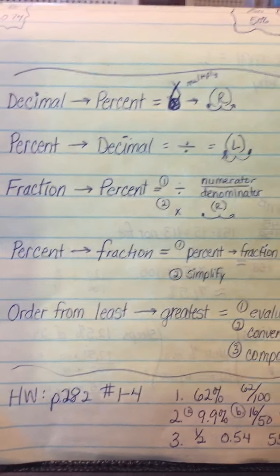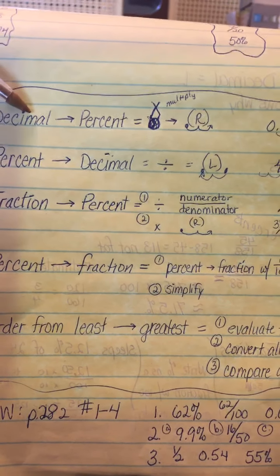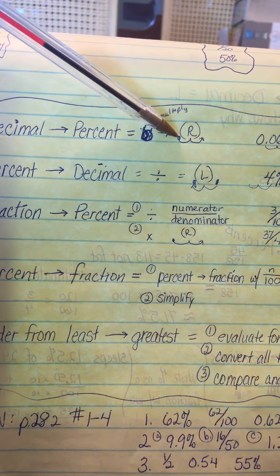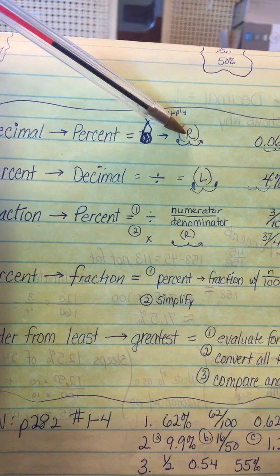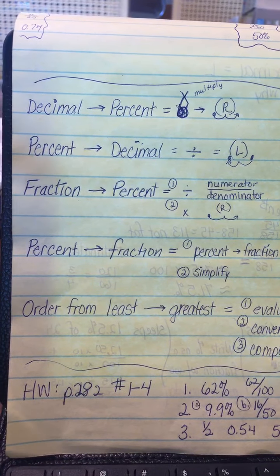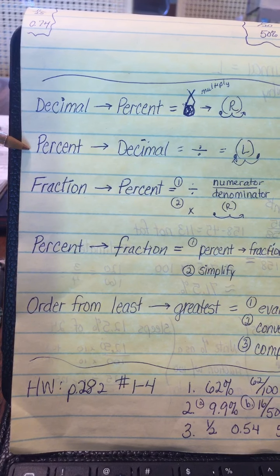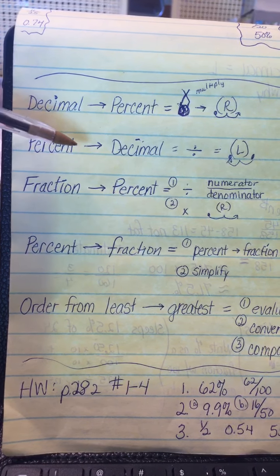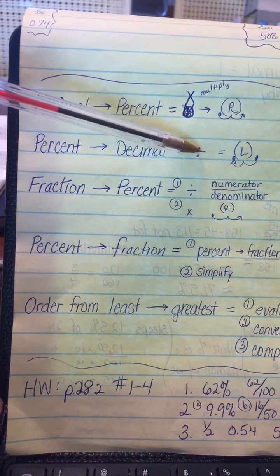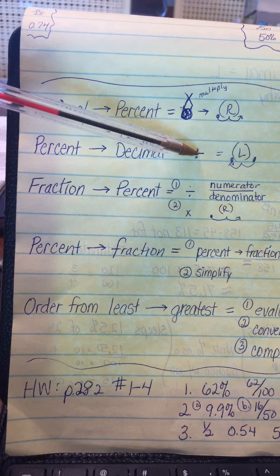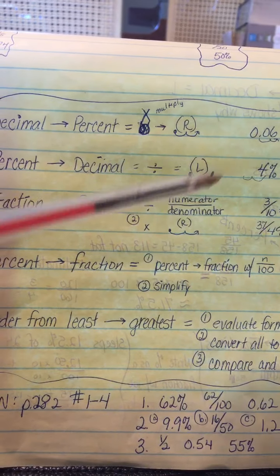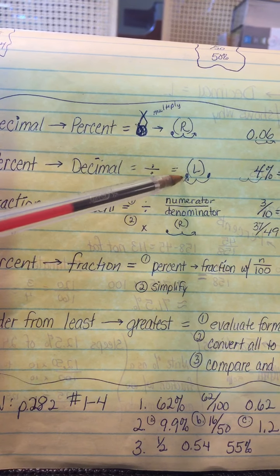Now the first step is, if you're changing it from a decimal to a percent, you multiply by 100, you move the decimal point 2 places to the right. That's what my little handwriting here is talking about. The next one is percent. You start with a percent and you're changing it to a decimal, you're going to divide by 100, or simply move the decimal point 2 places to the left.